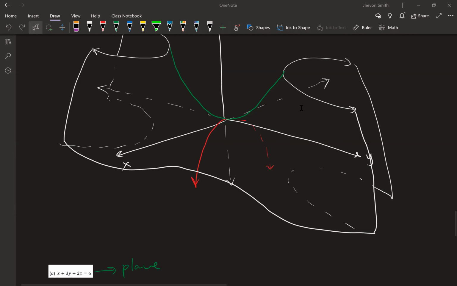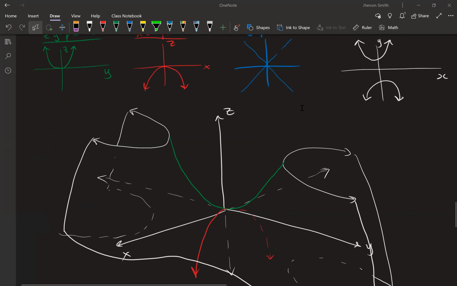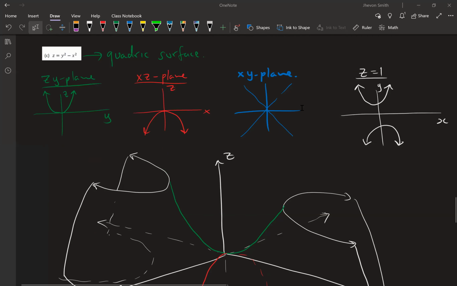No, it's not a hyperbola. A hyperbola would be like y squared minus x squared equals 1. A hyperbola is not a straight line. This here would be like y squared minus x squared equals 1. That's where the hyperbola comes from. It's not y squared minus x squared equals 0. Right, the general form of a hyperbola would have like a 1.